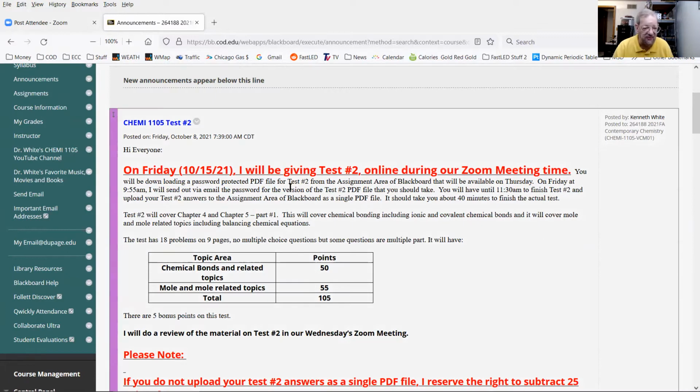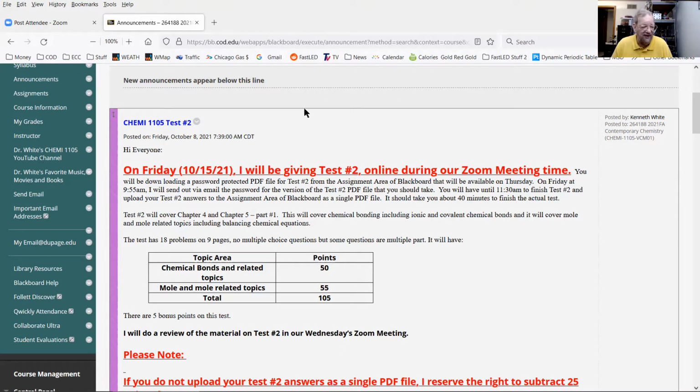All right, let's go through this. I sent this out this morning, a little past 20 to 8, and you should also get this as an email. A week from today, Friday, 10/15/21, I will be giving test 2 online during our Zoom meeting time. You'll be downloading a password protected PDF file for test 2 from the assignment area on Blackboard, available on Thursday afternoon probably.